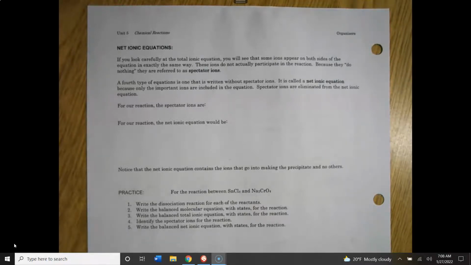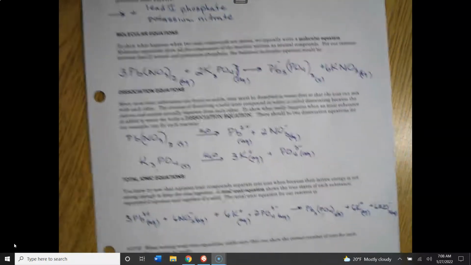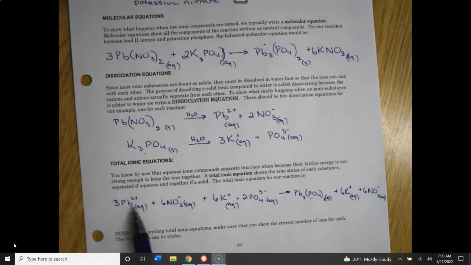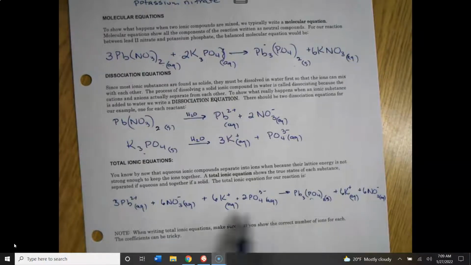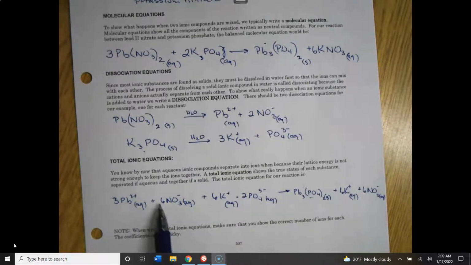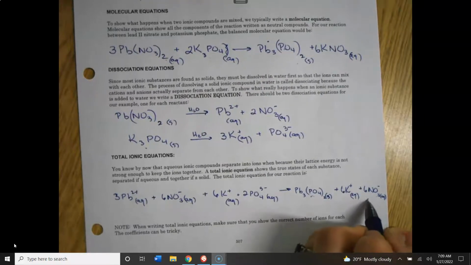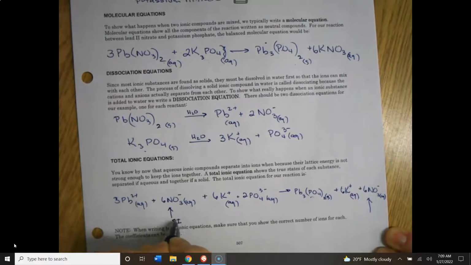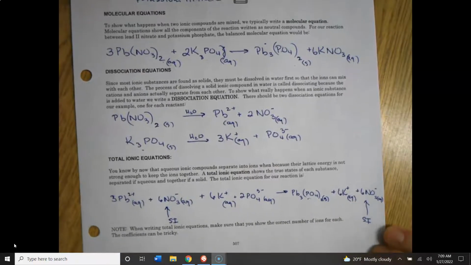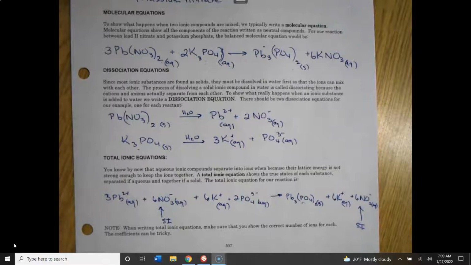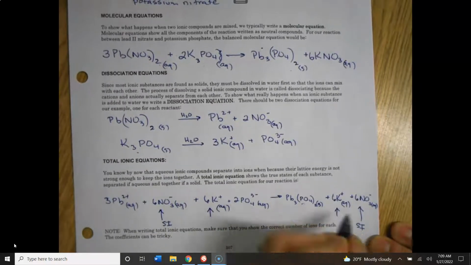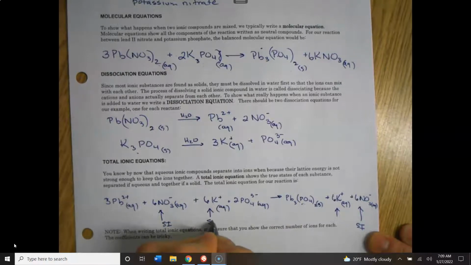So to find a spectator ion, you're going to look for something that doesn't change from the reactant side to the product side. So I'm going back to the total ionic equation. Lead goes from Pb2+ aqueous to being in a solid. Well, that's changing, so that's not a spectator ion. Nitrate, 6 NO3- aqueous, that's the same thing on both sides. So nitrate is an example of a spectator ion. Can you find the other spectator ion? There's one more. Hopefully you realize that it is potassium. There's the other spectator ion.